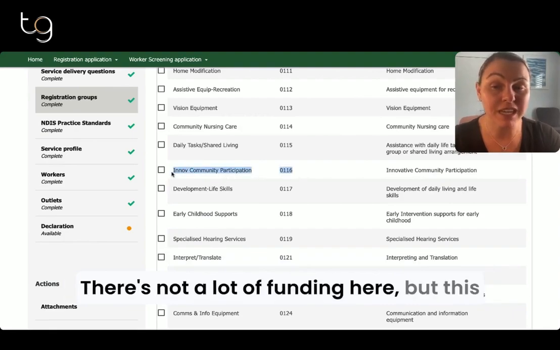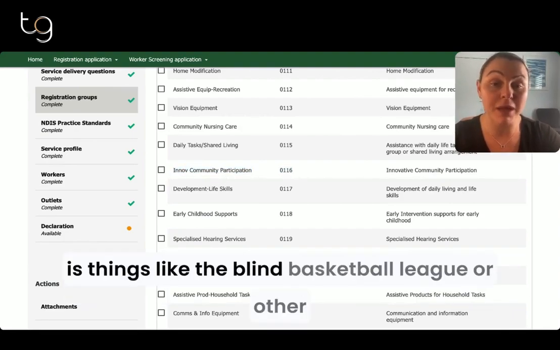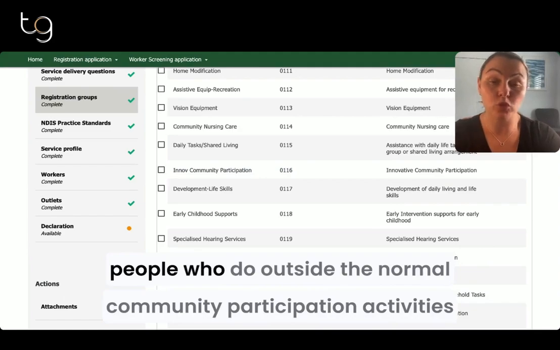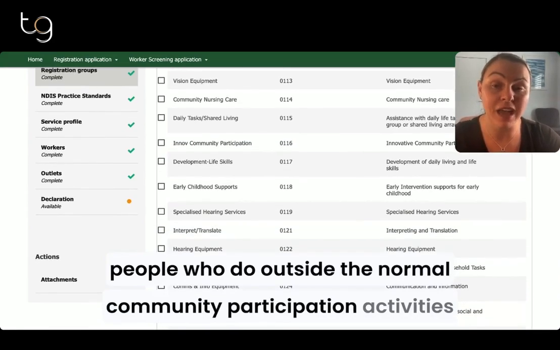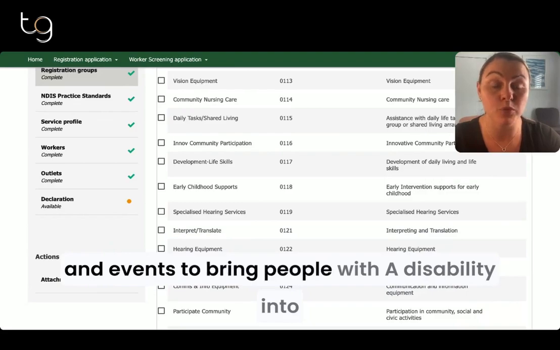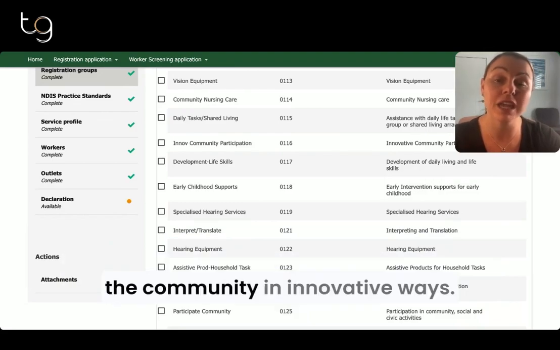There's not a lot of funding here, but this is things like the Blind Basketball League or other people who do things outside the normal community participation activities and events to bring people with disability into the community in innovative ways.